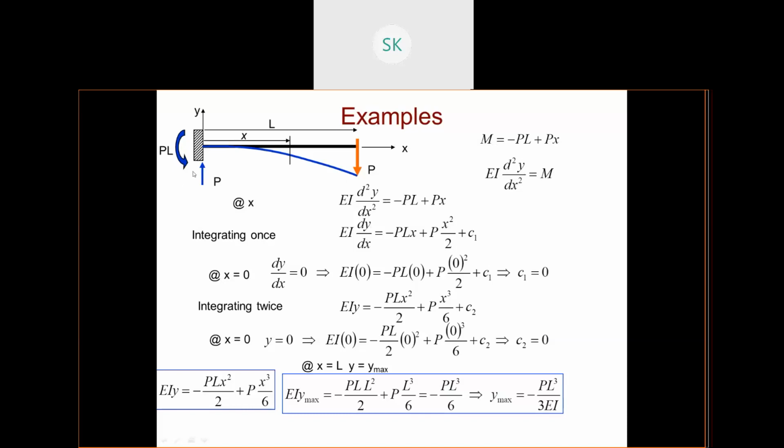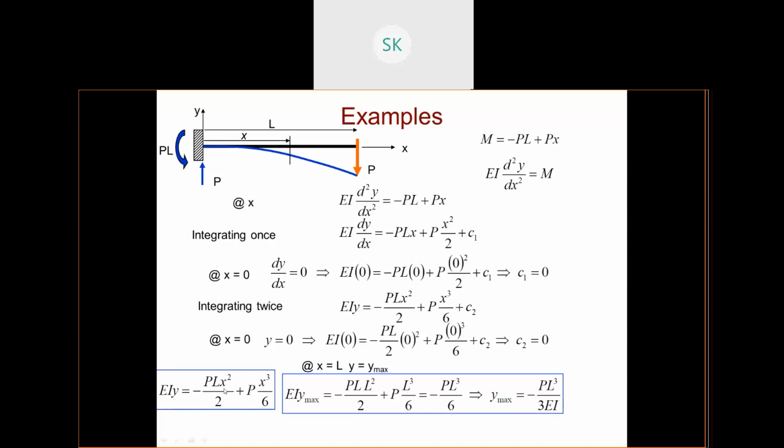Boundary condition means at x equals 0, there is no load, so no need to find here. Then x equals 0, x equals L. At x equals 0, you got C1 equals 0. Again at x equals 0, you got C2 equal to 0. So you have found the equation. Now there is no deflection at this point; if you see the figure, there is no deflection here. Now you need to find the deflection at this point. So this is the general equation.